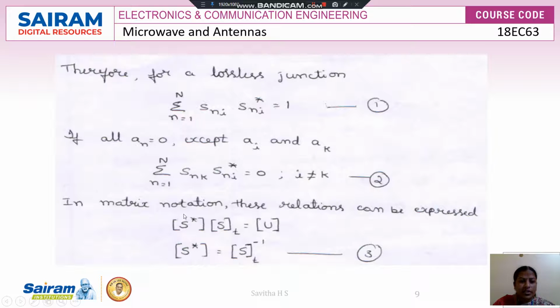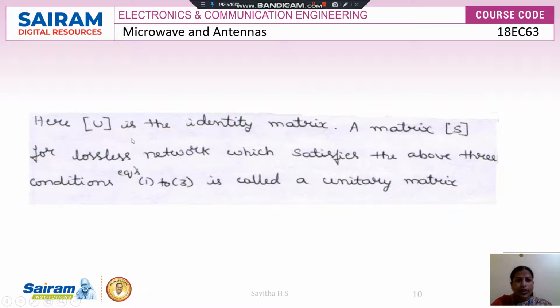In matrix notation, these relations can be expressed as S conjugate and S transpose is equal to the unit matrix. So I can write it as S conjugate is equal to S transpose inverse, where U is the identity matrix. A matrix S for a lossless network which satisfies the above three conditions of equations 1 to 3 is called a unitary matrix.